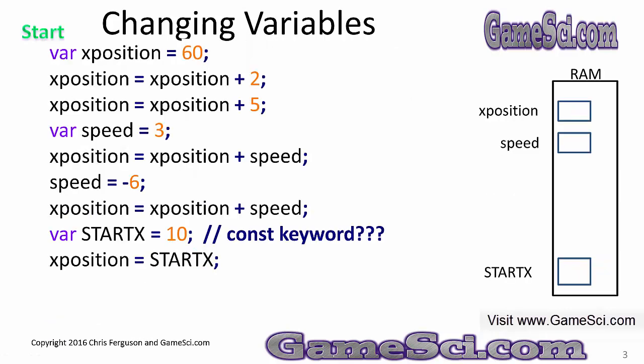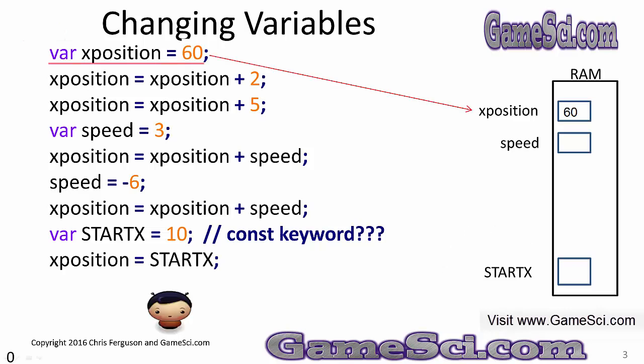Changing variables. Let's see how we can change variables while the program is executing. I'm going to declare a var x_position equals 60. Remember, x_position is the position on the x-axis of my character. I'm going to give it an initial value of 60, and what I've done is I've drawn the character at position 60 on the x-axis.